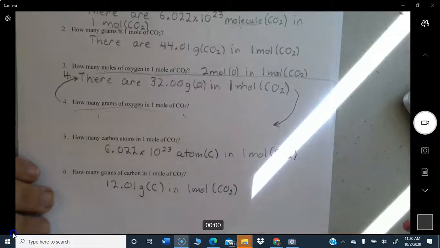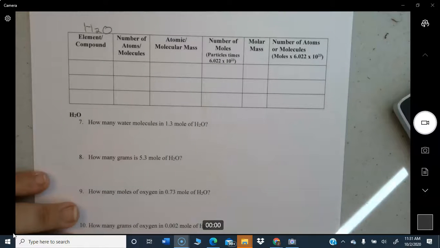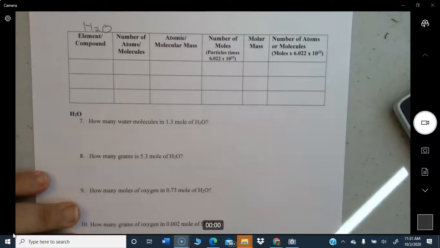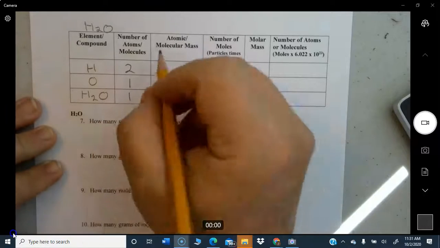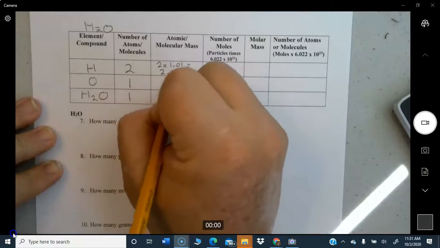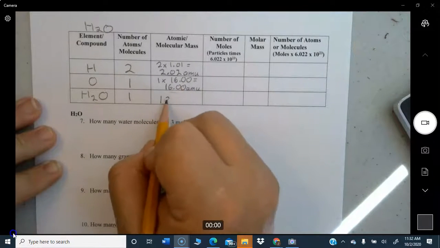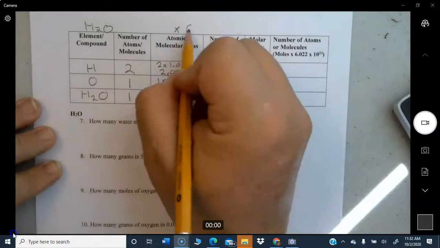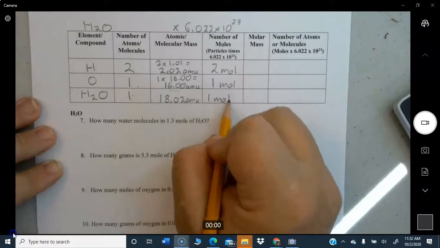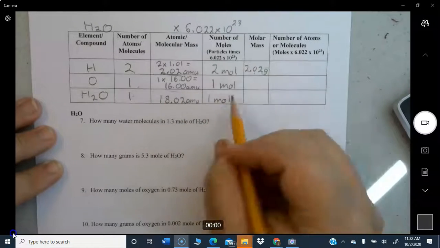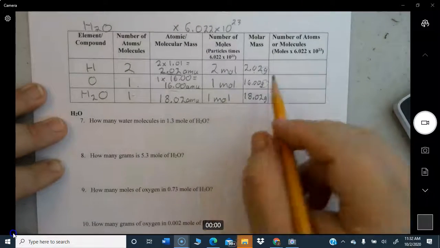Okay, let's keep going. All right, let's do the same thing for water. So go ahead and draw this table. You can freehand it or get a ruler. Or if you print this out, you've got this. So let's go ahead and create this table for H2O. Okay, so there we go, and now we're going to do this.